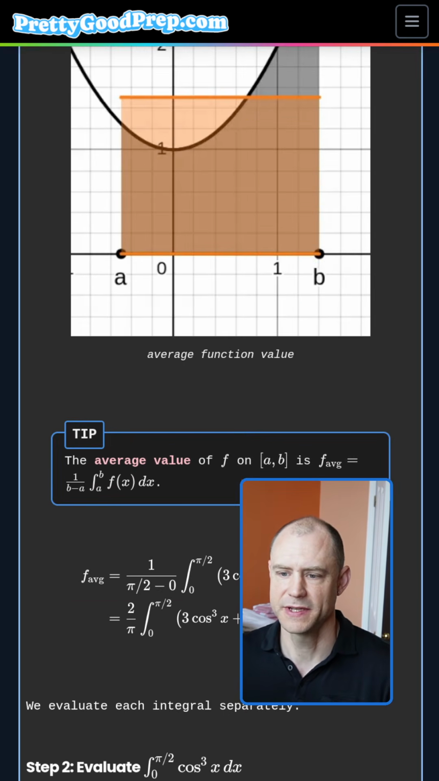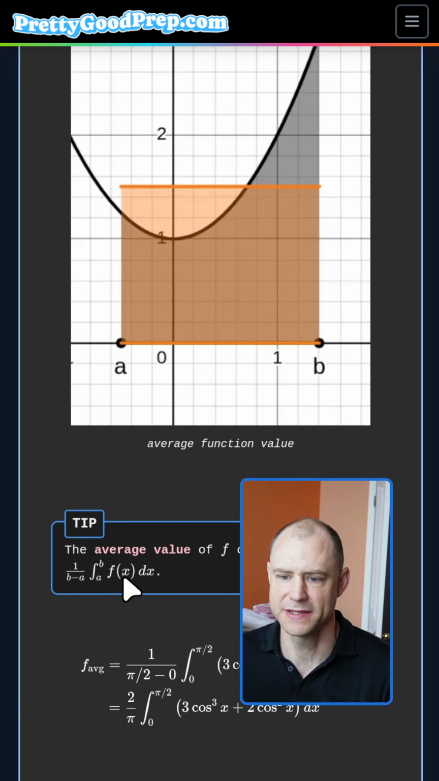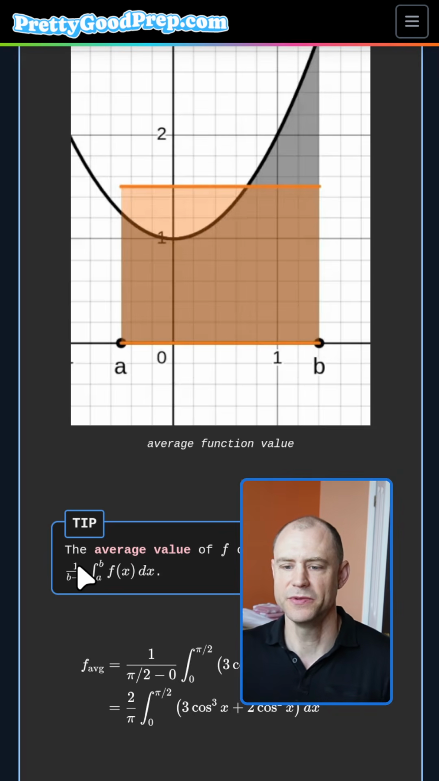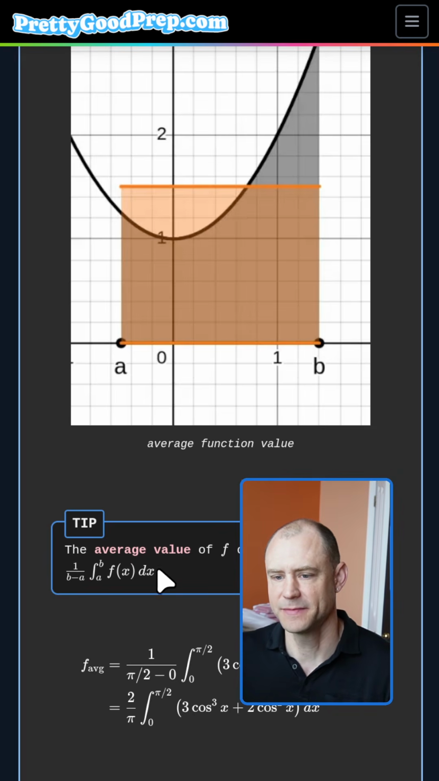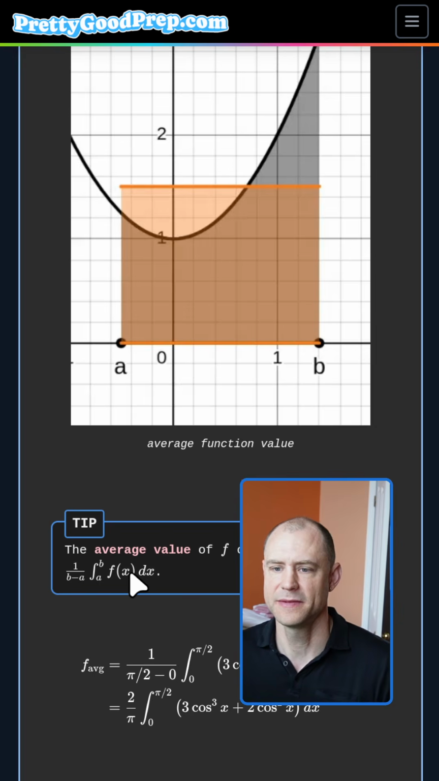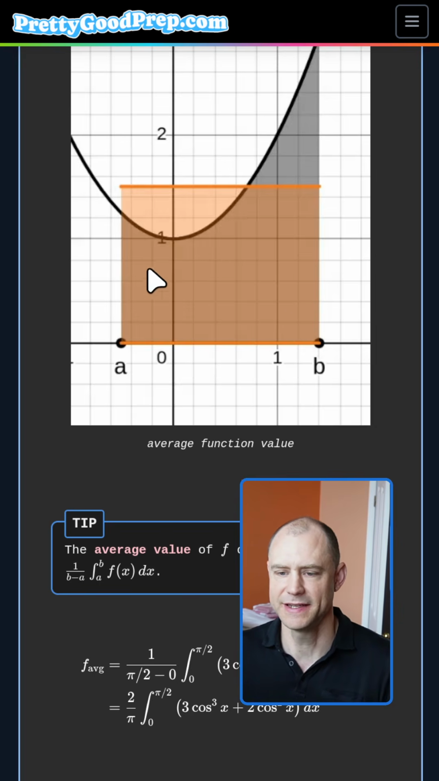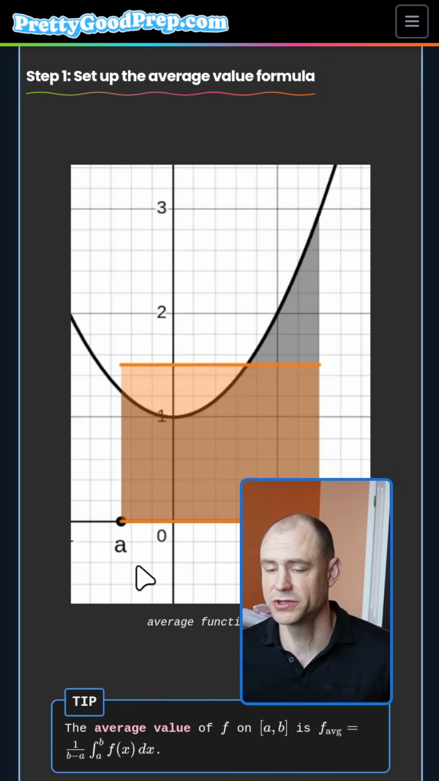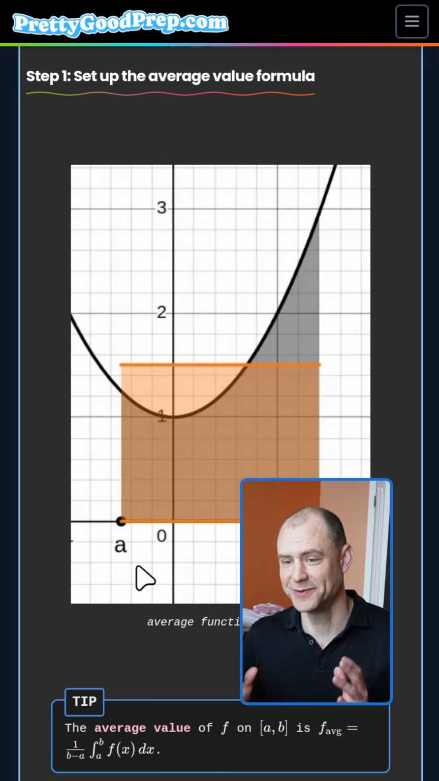So let's go through it. We have this function here. This is the area from A to B. We already saw that, area from A to B. This is the gray zone. And then you divide it by the length of that interval, so B minus A gives us this distance from A to B here. When you go 1 divided by that, you divide this whole gray area by the length of the interval, and that gives you the height of this orange box.